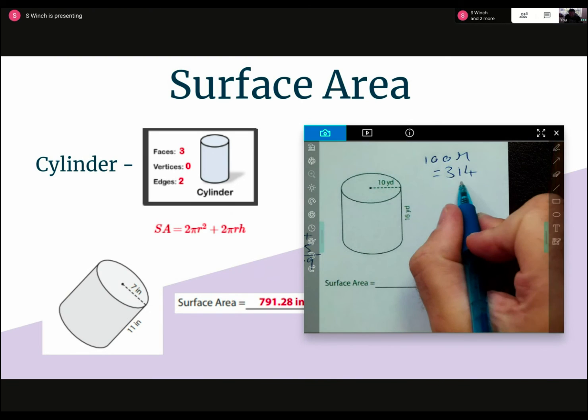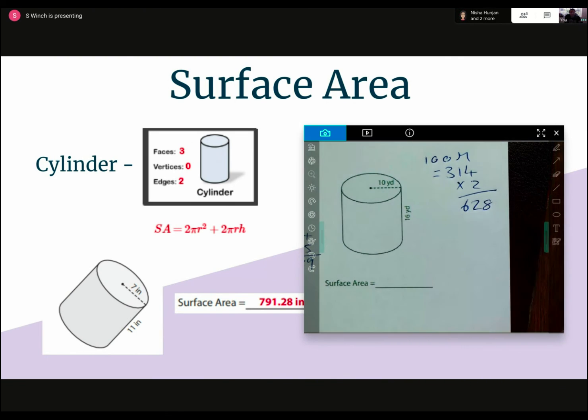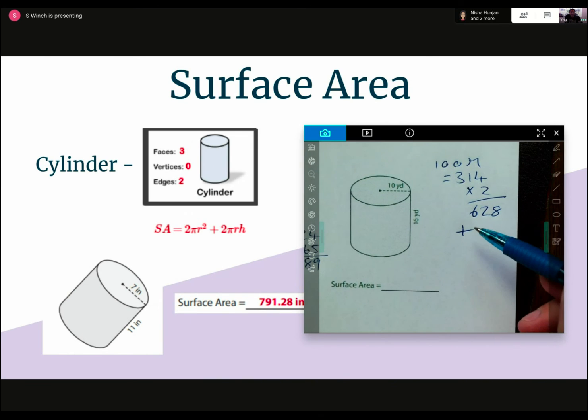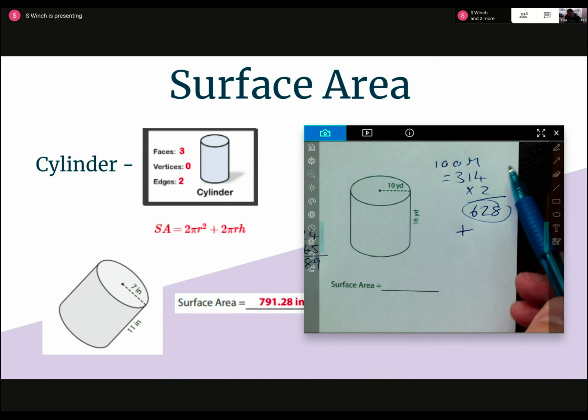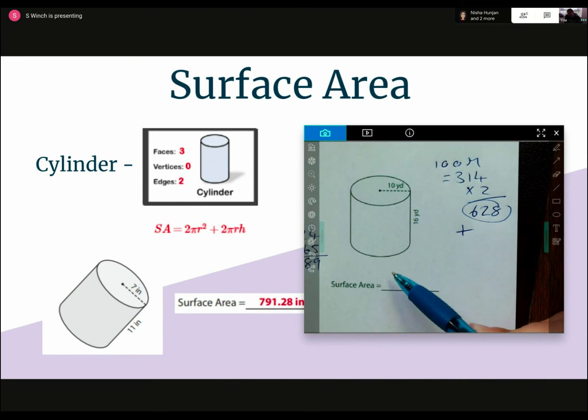Then we're going to multiply that by 2 to give me 628. Okay, now all I've got to do is add to that the pi r, or pi times radius times the height again, 2 lots of that, and that will give me the surface area. So there's the area of the top circle and the bottom circle.